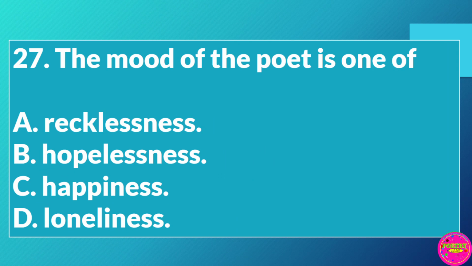Question 27. The mood of the poet is one of A. Recklessness. B. Hopelessness. C. Happiness. D. Loneliness. The correct answer to this question is B. The mood of the poet is one of hopelessness.